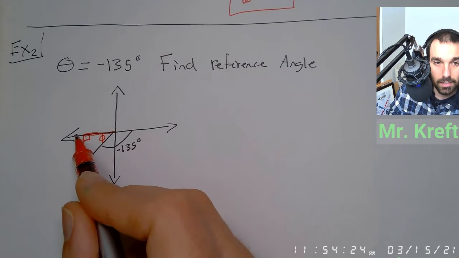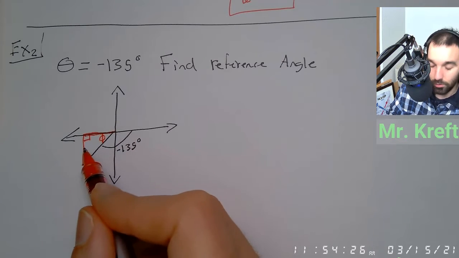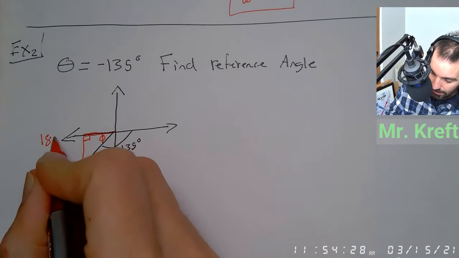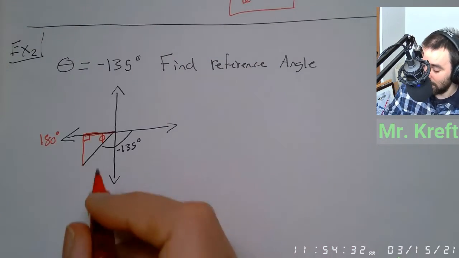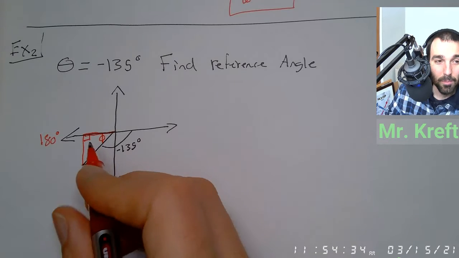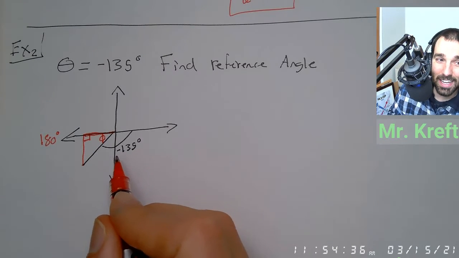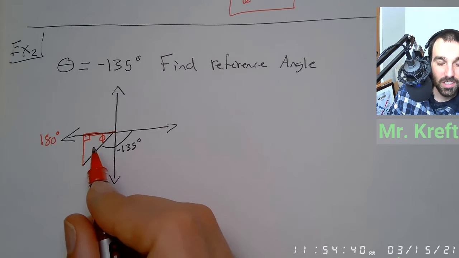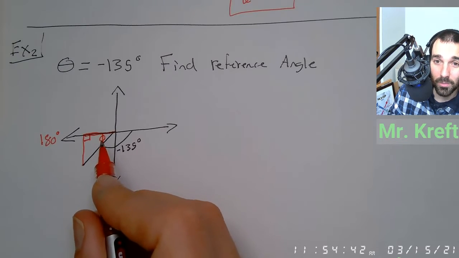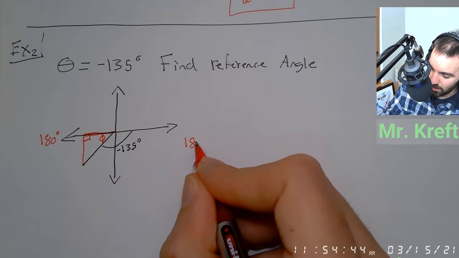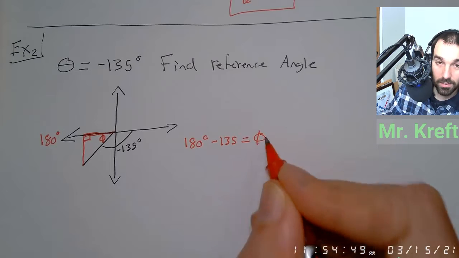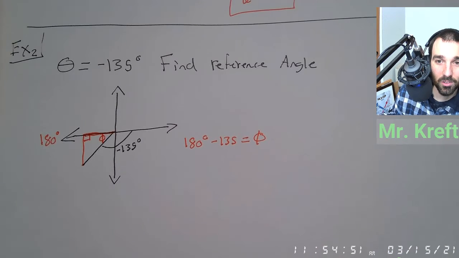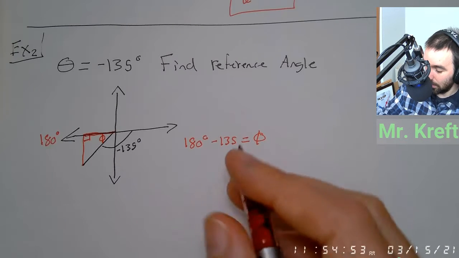I know it's more than 90, less than 180, so it's got to be here. So I make this triangle. So this is 180, right? But here's the kicker, right? And we just want the reference angle, right? I can't use negative 135, right? So since I want this to be a positive reference angle, I can just do 180 minus 135, and that will give me this. Because we want a positive answer, right? We don't want a negative answer.